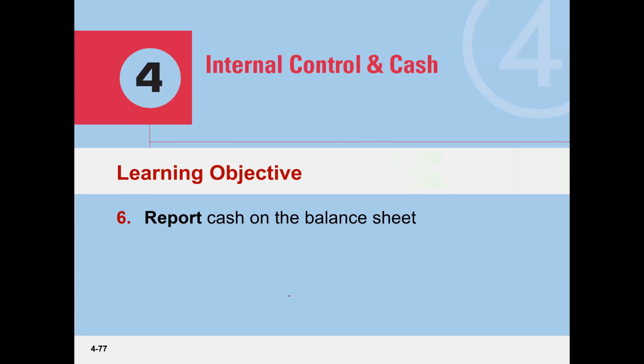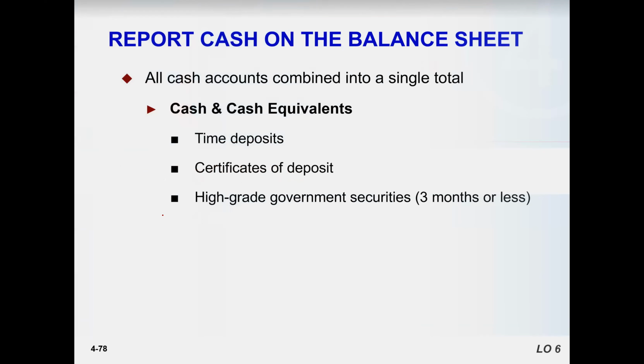All right. Now our last learning objective is to report cash on the balance sheet. We know that cash is to be reported as cash and cash equivalents. We already know what cash is. We find out through the bank reconciliation statement. We also budgeted the cash and found out the situation through the cash budget as well.